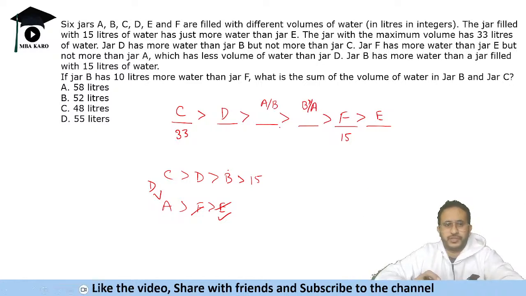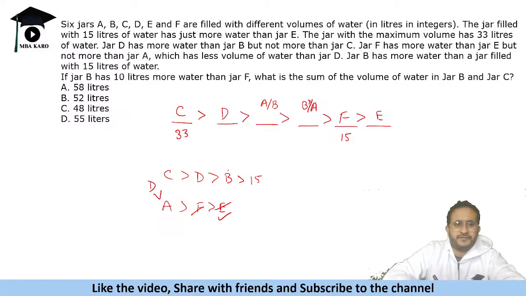Okay, although not determinable, but this is in any order. Now it says jar B has 10 liters more than jar F. So jar B has 25 liters. What is the sum of the volume of jar B and jar C?